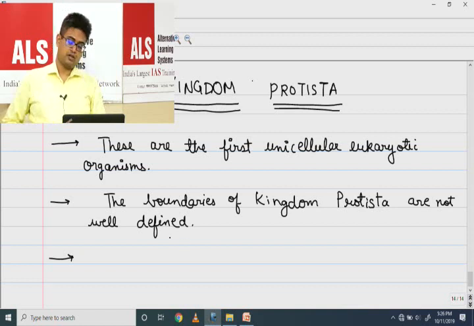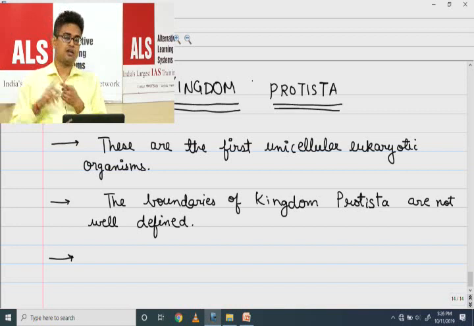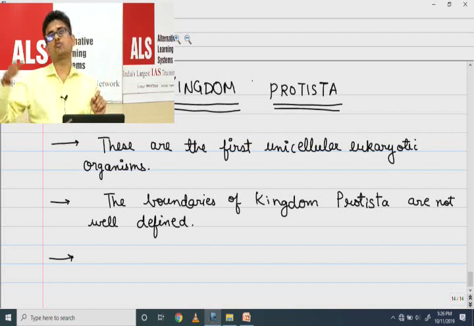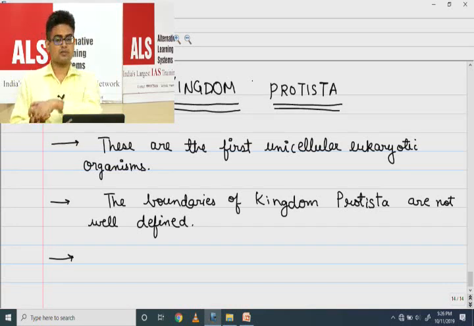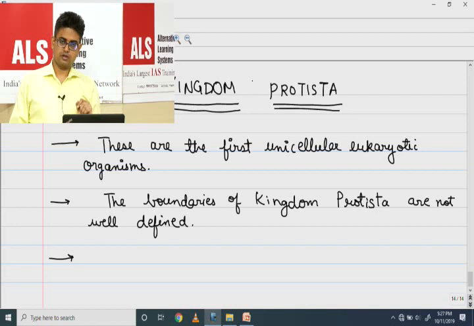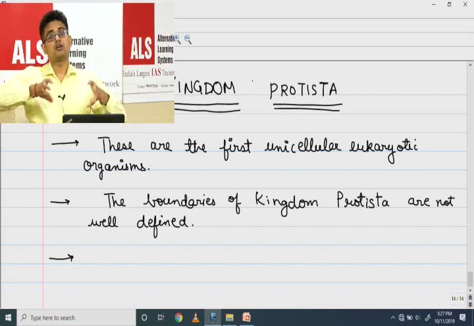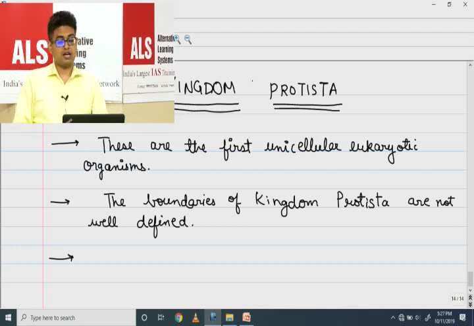And why is it so? Let me explain why I'm stating this. Organisms that could have been placed in Kingdom Plantae, the algae-like organisms, dinoflagellates and diatoms, are placed in this kingdom. Organisms that are similar to fungi, the slime molds, are placed in this kingdom. Organisms that are similar to animals, the protozoans, are placed in this kingdom. So it's a cocktail of diverse types of organisms. The boundaries are not well defined because this kingdom includes organisms which could have been part of other kingdoms.